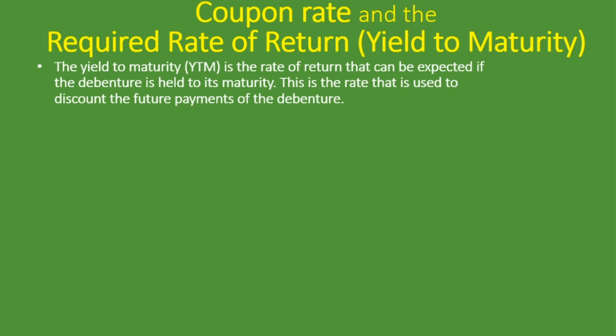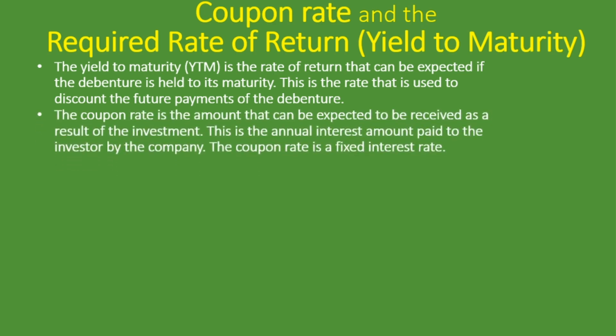So the yield to maturity is basically like the name says. If you yield, or if you hold on to the debenture until its maturity, this is the return that you can expect back. So this rate is used to discount future payments of the debenture. Remember, when we're discounting all future payments of the debenture, we're discounting them at the yield to maturity rate, whatever that rate is that you will be given.